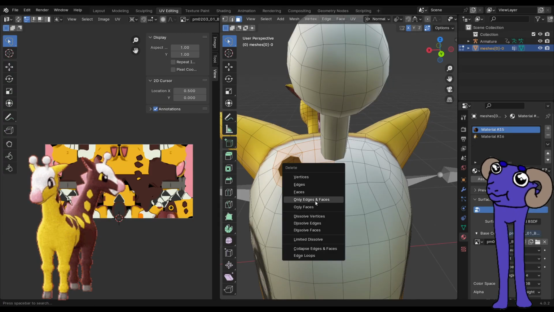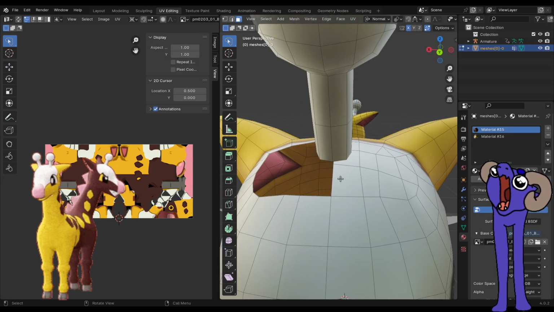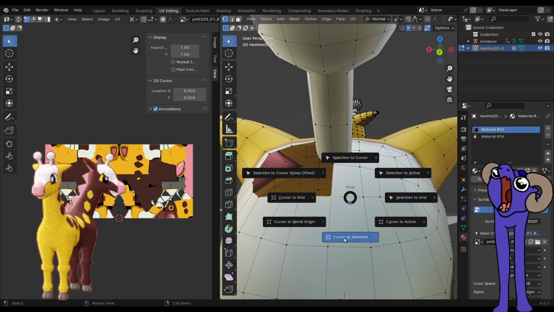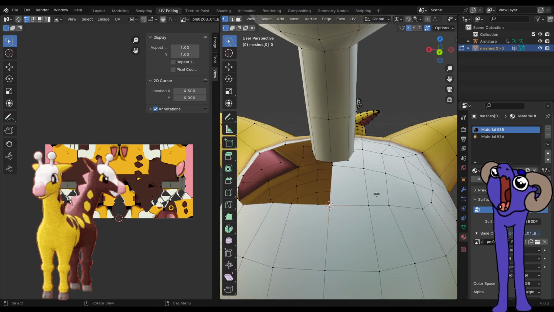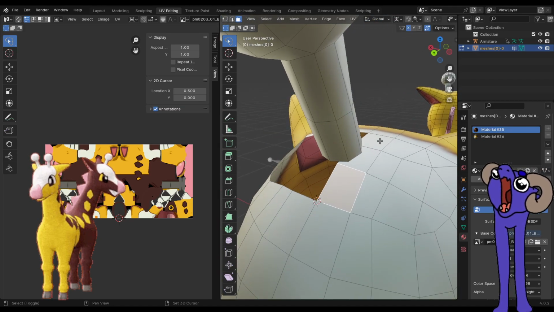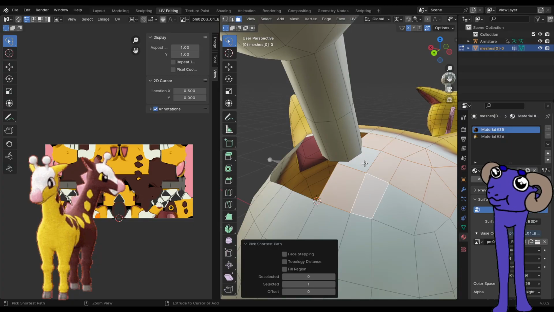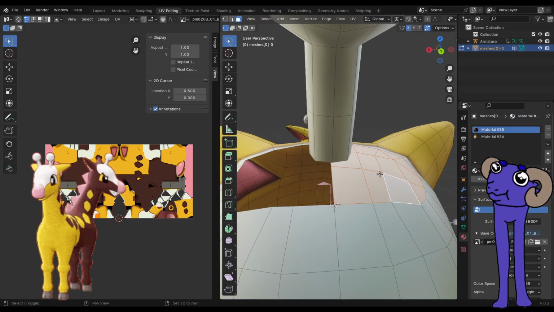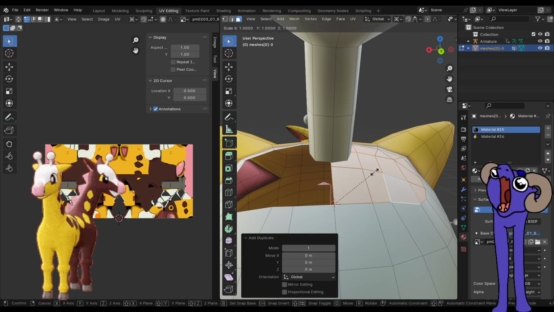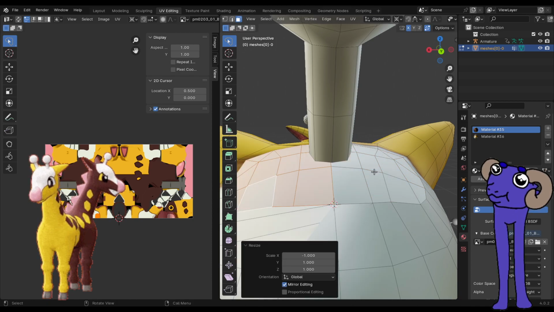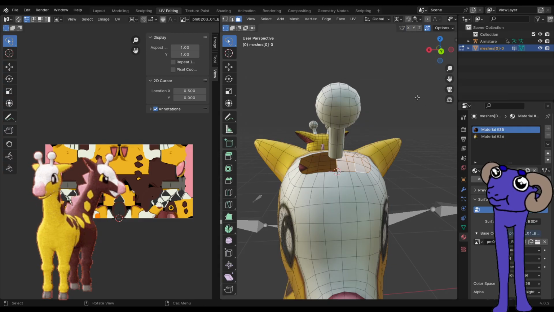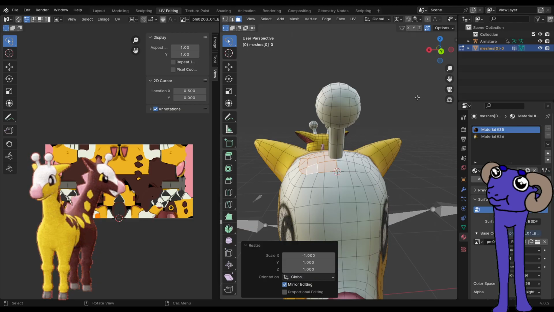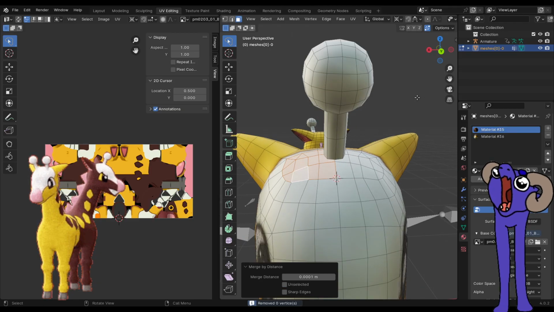Select all of these. Leave these faces. Drop the cursor over here. Origin. Oh, wait, no. Origin 3D cursor, and then we're just going to copy all of these, duplicate them, and scale x -1. Oh god, turn off this first. And then merge by distance.